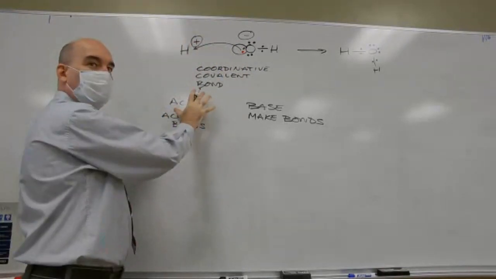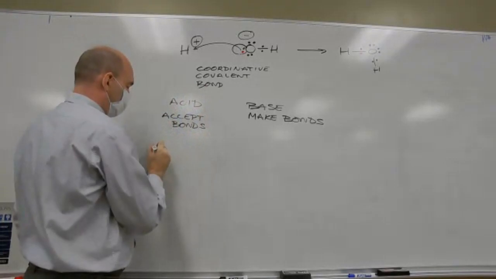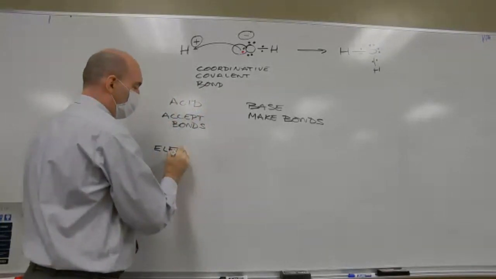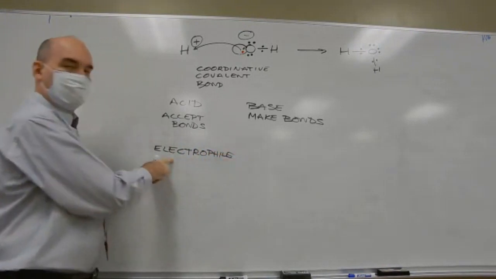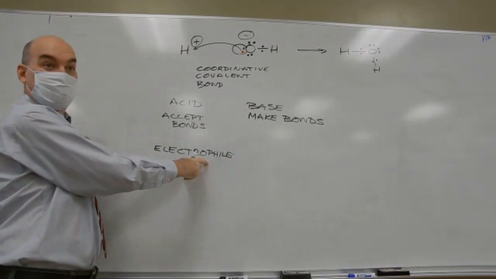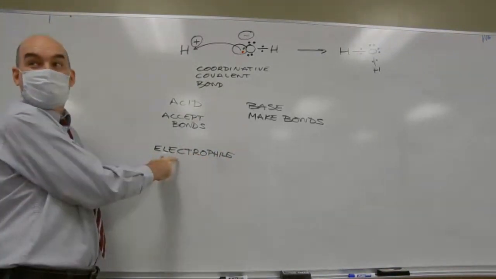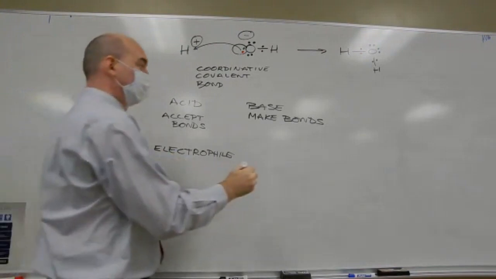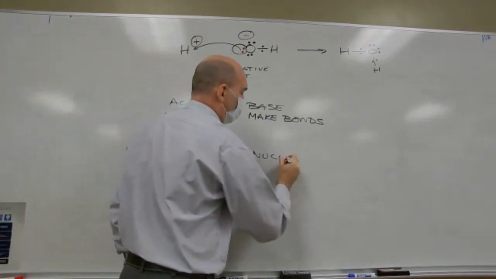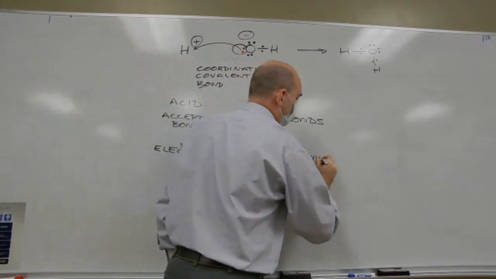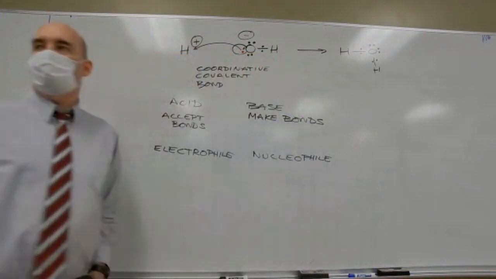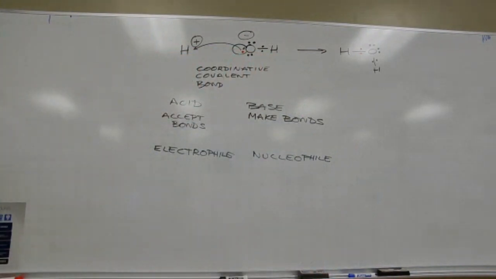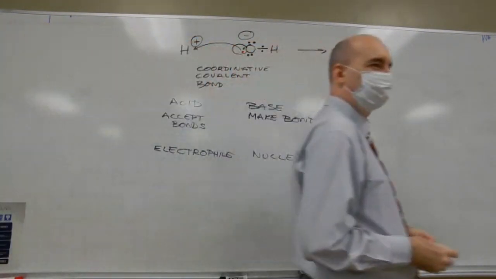So in general, anything that accepts a bond belongs to the family called electrophiles. Electro, electrons, phile, love. These things love electrons. Bases belong to the family of nucleophiles. So the nucleophile reaches out and grabs the electrophile.